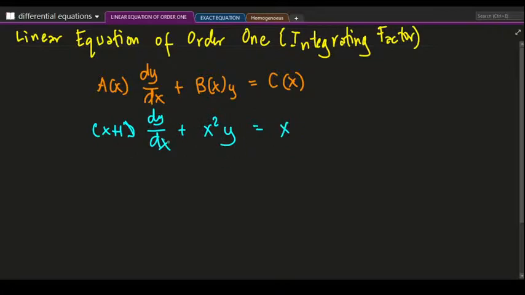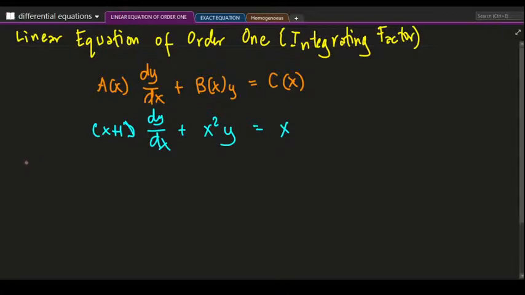In order to solve this type of differential equation, we must find a way so that this differential equation could become an exact equation. Because this type of equation could not be solved directly because of the function c of x, we are going to find a way for this equation to become an exact equation. The first method is by getting the integrating factor.